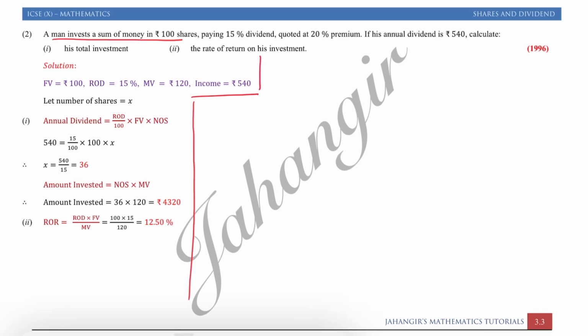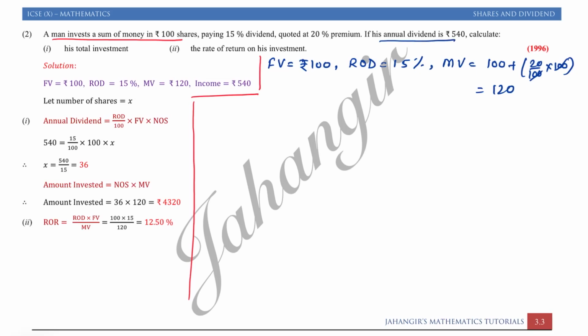First, a man invests a sum of money in rupees 100 shares. So face value is rupees 100, paying 15% dividend. So ROD is 15%, quoted at 20% premium. So MV is 100 plus 20% of 100. Cancelling 100, so MV becomes 120. His annual dividend is equal to rupees 540.